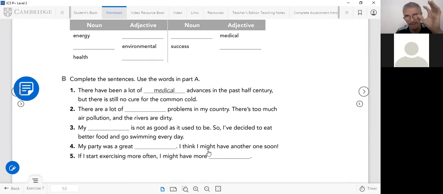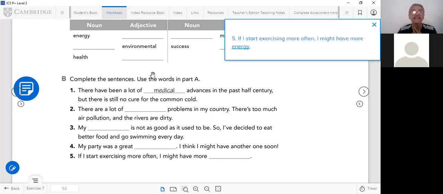Energy, because you're talking about your condition. Your condition is more energy. It's a noun, not an adjective. It's a noun. Okay. More energy, more force, more power. Power, energy, and force are something similar. In this case, it is this one, energy.